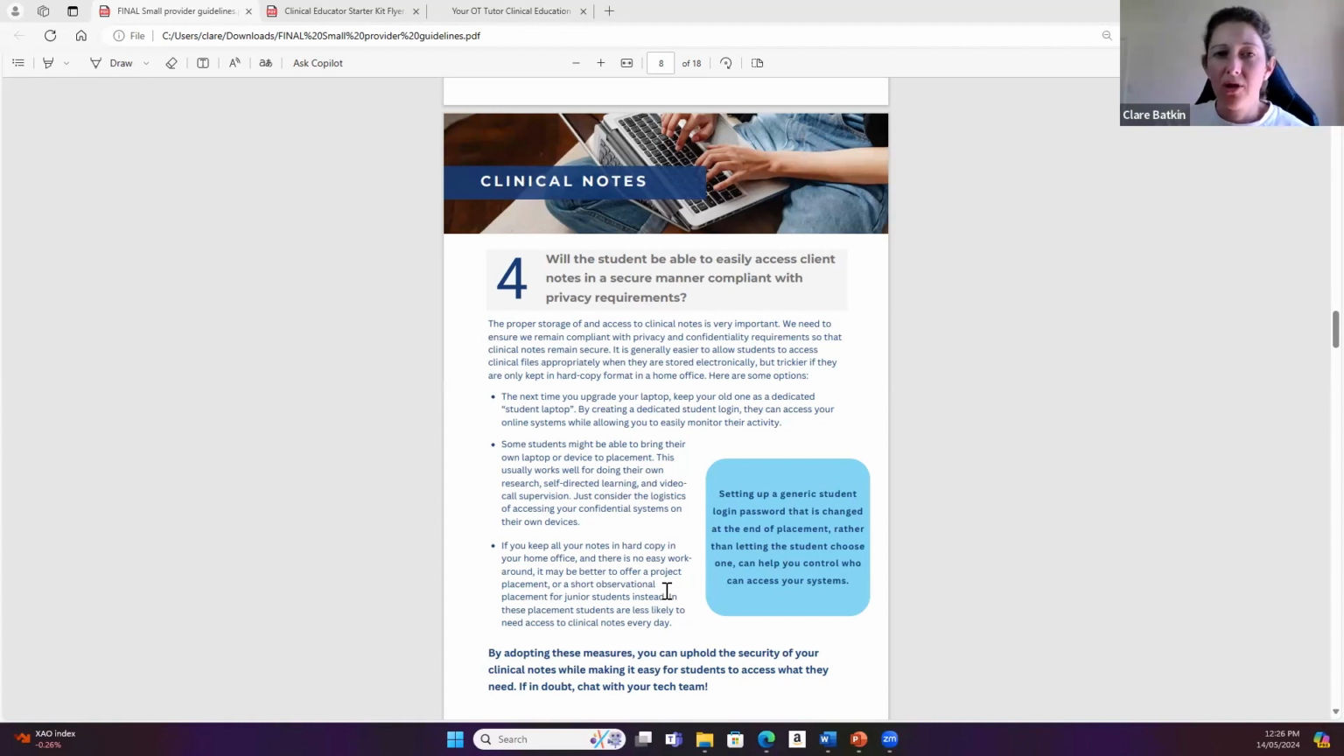Another little thing, I think most clinicians these days are moving away from hard copy notes, but obviously if you are a bit of a pen and paper person still, then it's going to be a lot harder to offer a student placement if you've only got a home office with paper notes and you want the student to do some work and they're not in your home office. So in those situations, it could be more of a short observational junior type placement or a project placement that may work a little better for that everyday type access to what they need to access.